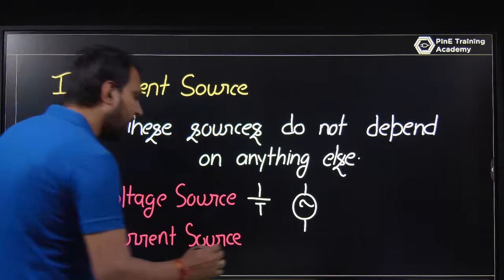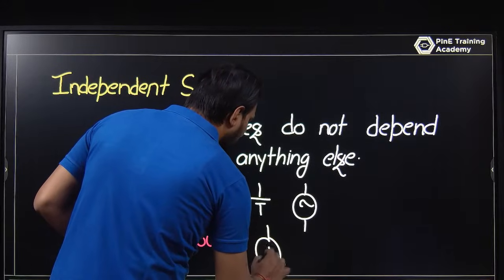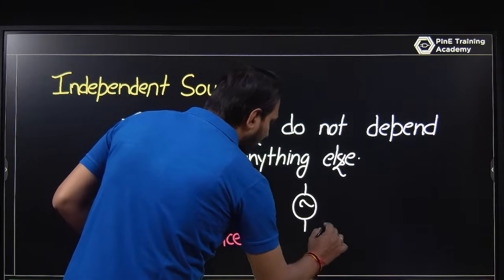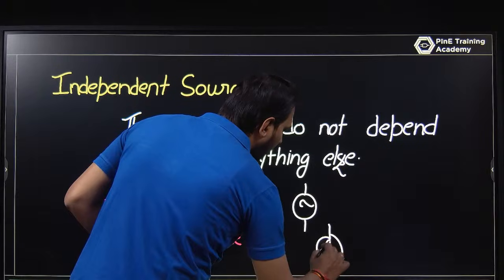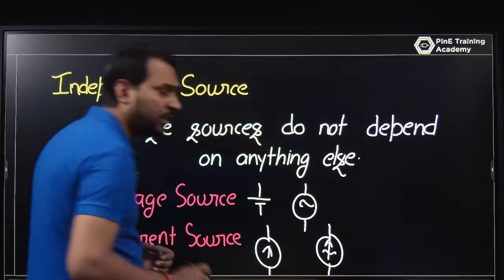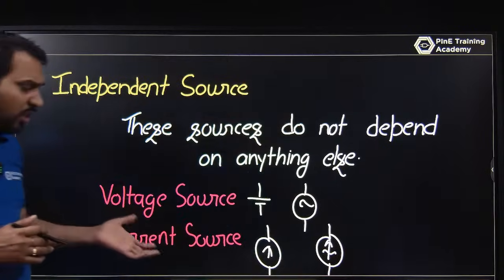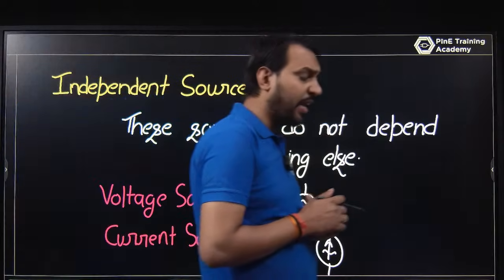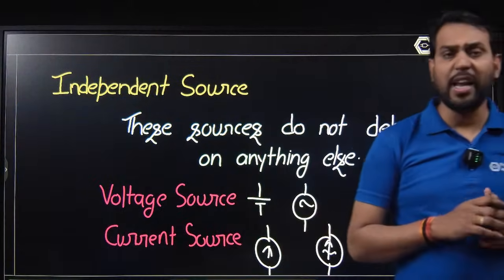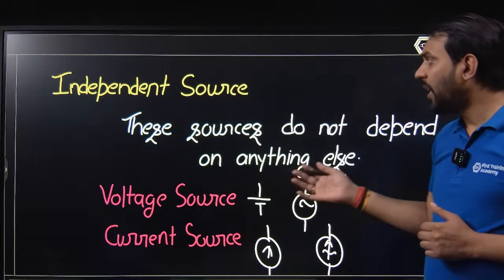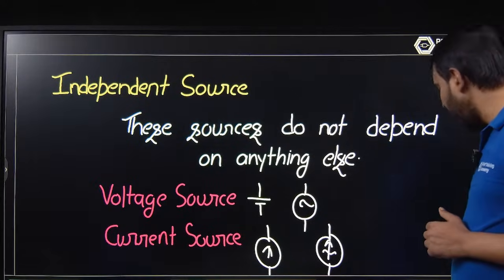Just like that, you can represent a current source like this, or like this. These are current sources. They do not depend on anything else in the circuit. So these are the independent sources.